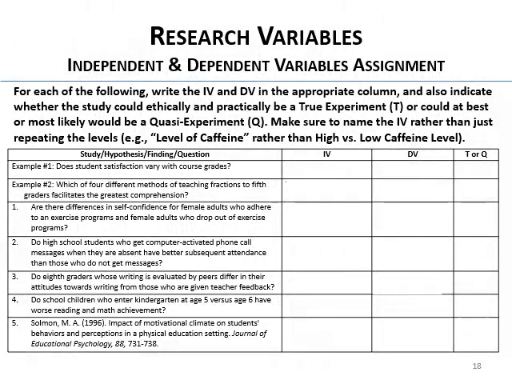So example one: does student satisfaction vary with course grades? What is the independent variable in there? Well, the independent variable is the thing that we think differs as a function of the other thing, right? And we think student satisfaction varies as a function of course grades. So our independent variable is course grades. Our dependent variable is satisfaction.